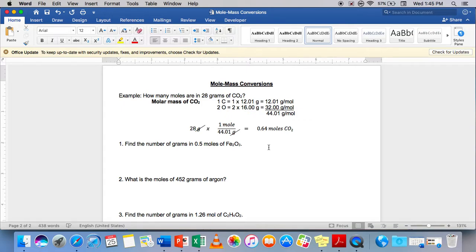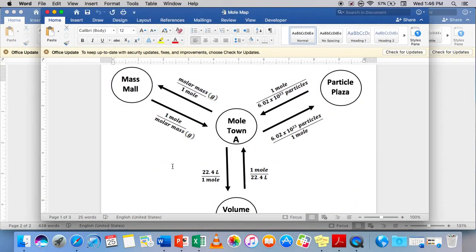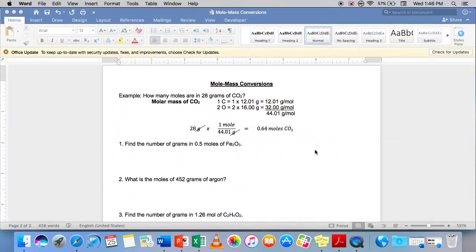If you follow the mole map, it tells you exactly what to do. You just have to figure out what you are given and what you are trying to find, what you're trying to get to. Remember, for these problems, you are only using this side of the mole map. Because we're going between mass and moles, you're only going to be dealing with this for now. Why don't we do number 1 together?